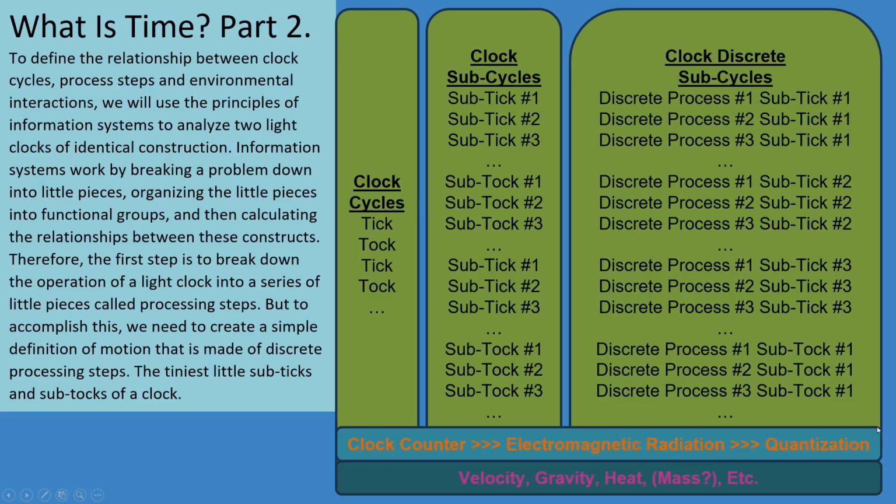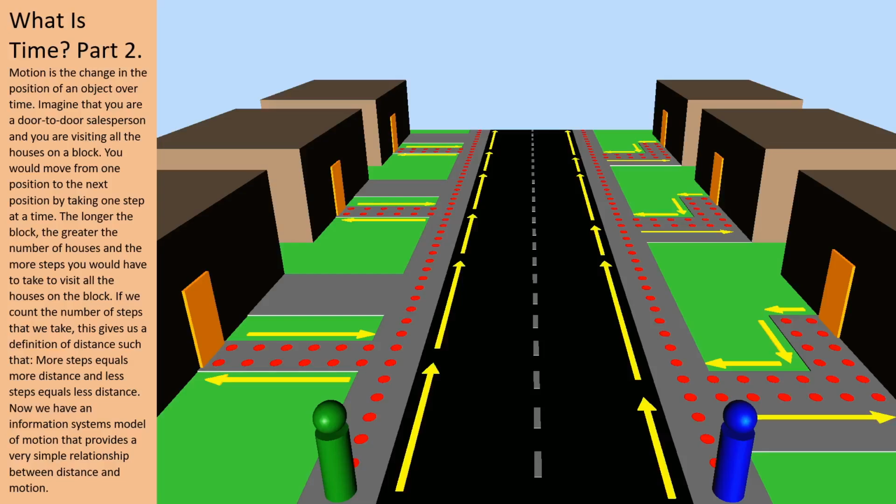And then beyond that, nobody really knows if there's sub-quantization. And then on top of all that, we've got velocity, gravity, heat, and other environmental factors that are influencing the clock system as well. And so when we're dealing with clocks, we have to take into account all of those factors.